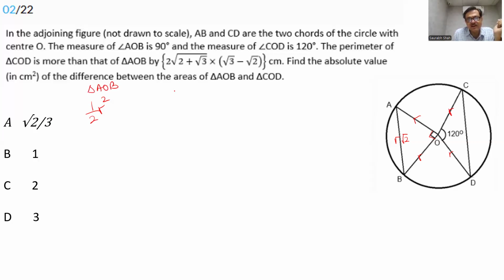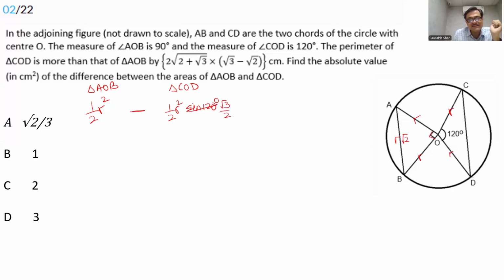What is the area of the triangle COD? We'll use the equation half a b sine theta. A and b are the sides. That means we'll have half OC and OD, that is the radius. So again half R square sine of 120, which is nothing but sine of 60, and that is root 3 by 2.